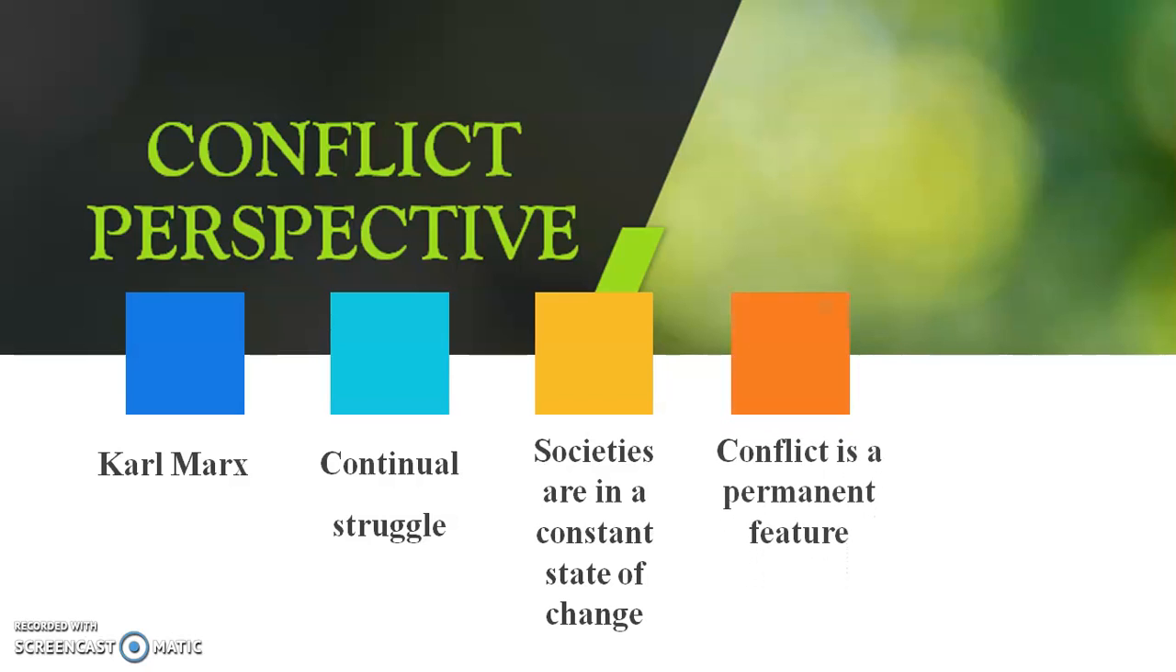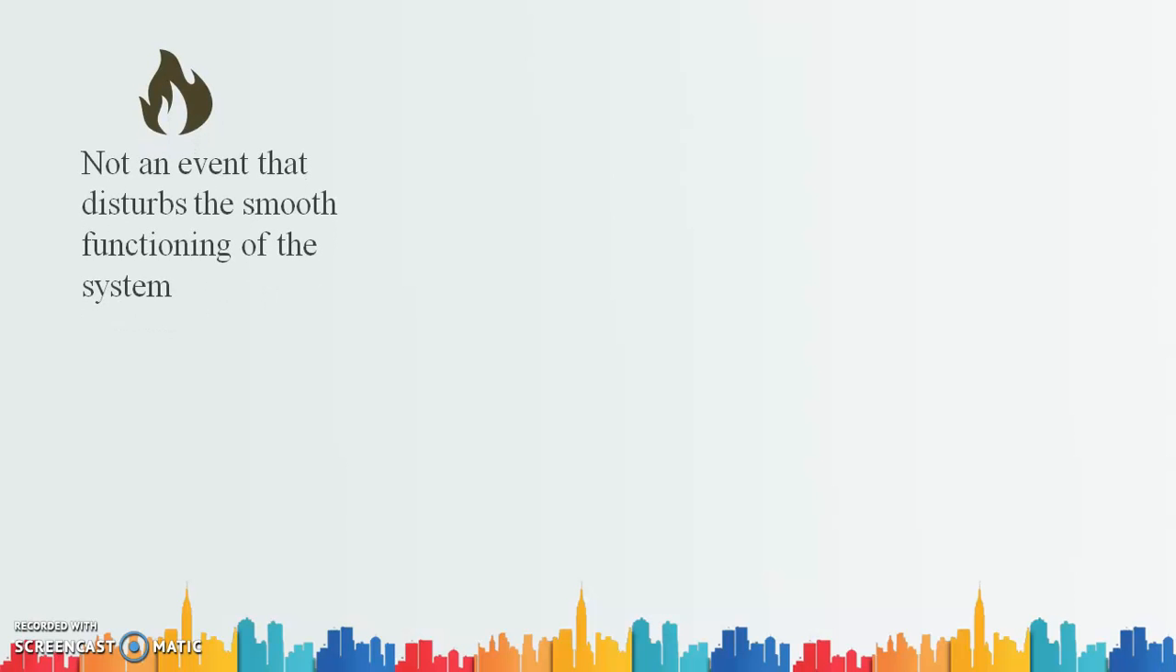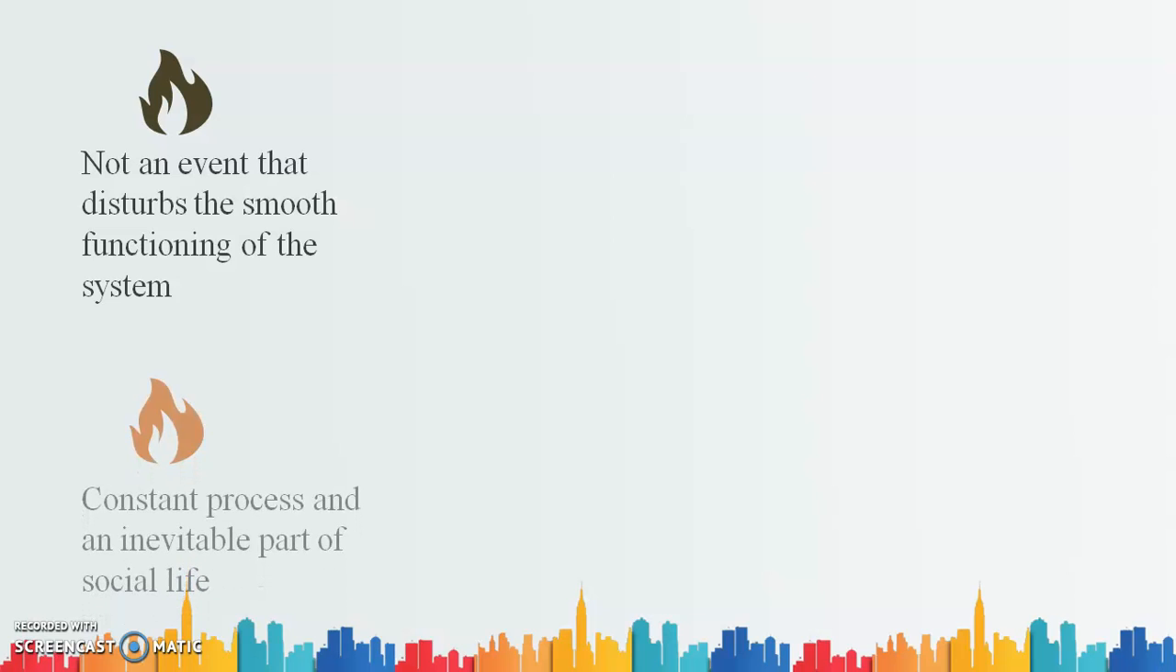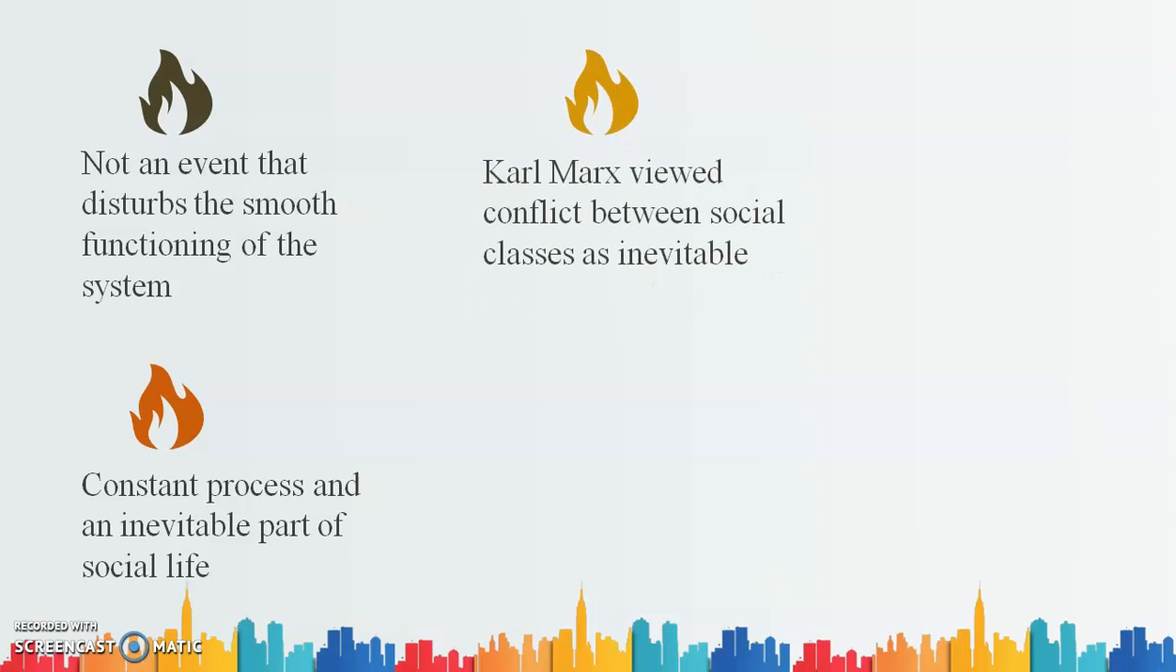Conflict does not only mean violence. It includes tension, hostility, severe competition, and disagreement over goals and values. Conflict not only means an event that disturbs the smooth functioning of the system, but it is a constant process and an inevitable part of social life. Karl Marx viewed conflict between social classes as inevitable because of the exploitation of workers under capitalism.